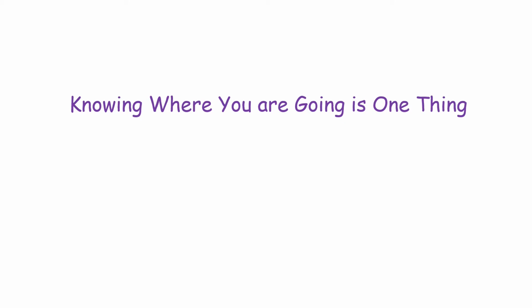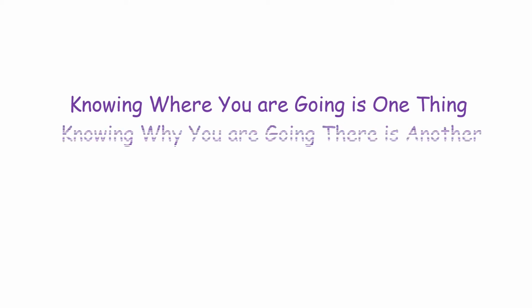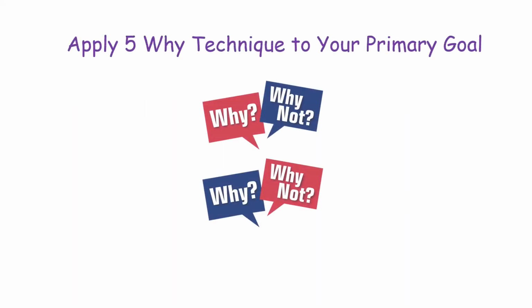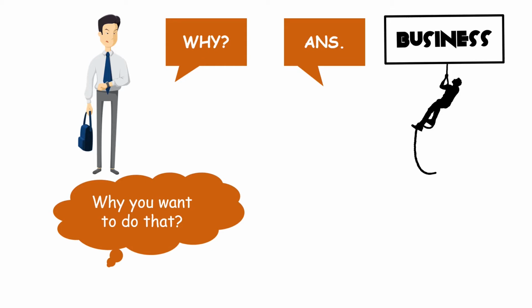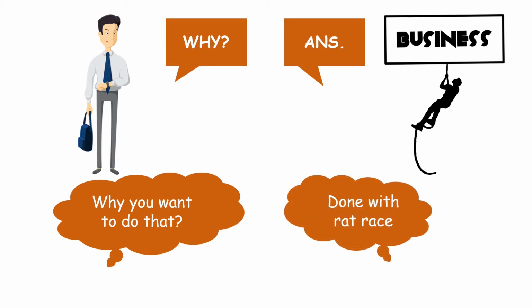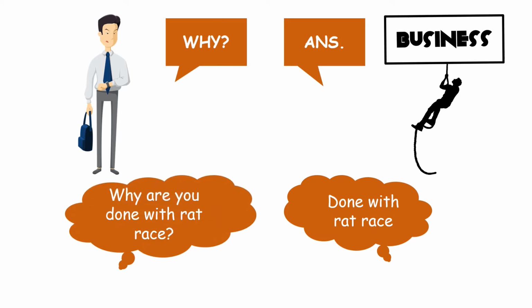Knowing where you are going is one thing. Knowing why you are going there is another. You apply the 5 why technique to your primary goal. For example, you want to switch from a full-time job to being a businessman. You may ask, "Why do I want to do that?" You may answer, "I'm done with the rat race." You follow it up with a why. Why are you done with the rat race?